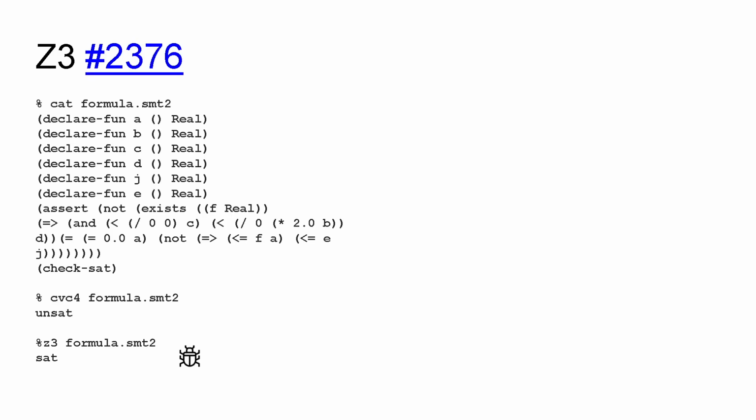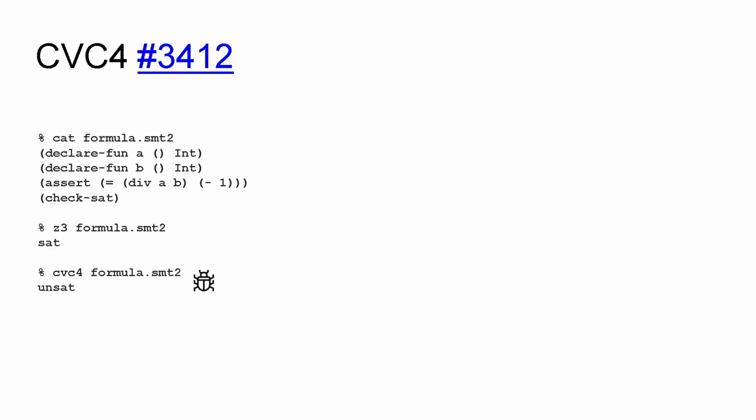Let us now have a look at some bug samples. The first one is a bug in Z3's real arithmetic. The formula is unsatisfiable, and so CVC4 correctly reports unsat on this formula. However, Z3 returns sat, which is unsound. Z3's main developer thanked us for this report and fixed this bug promptly.